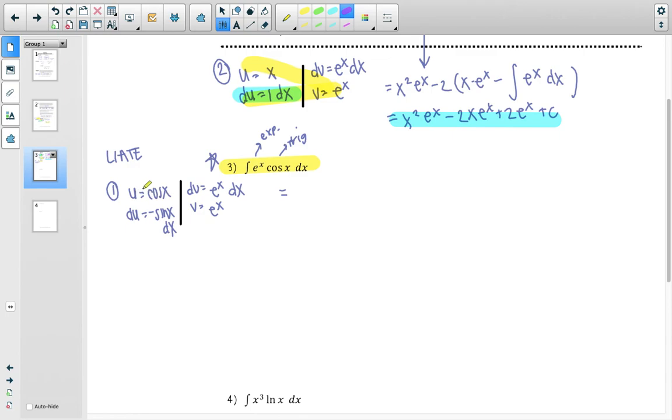Okay, so u to v and then v to du. I feel like I'm speaking French or something. I don't even know French, so I'm not.